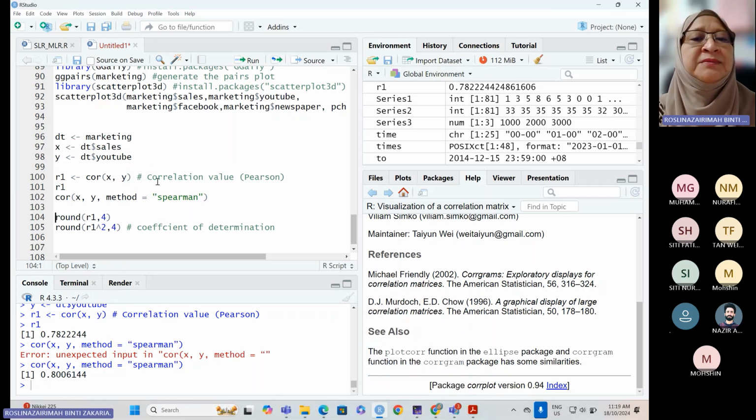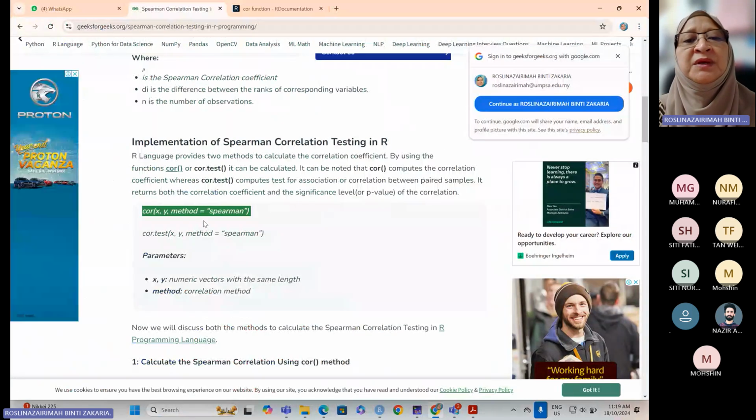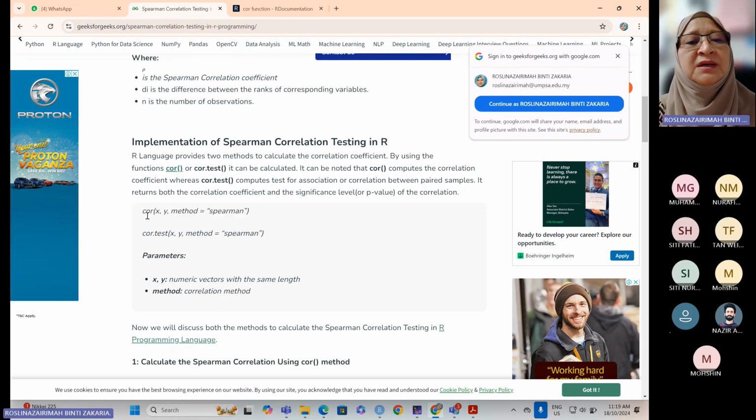Actually this one is Pearson, sorry. So if you want to use Spearman, you just specify the method. If you refer to here, there is Spearman, or you can use the cor test as well. But it works also for cor. So that means there are many functions.